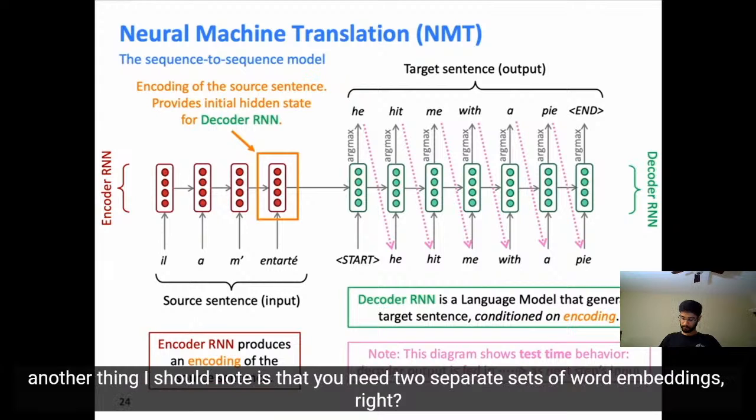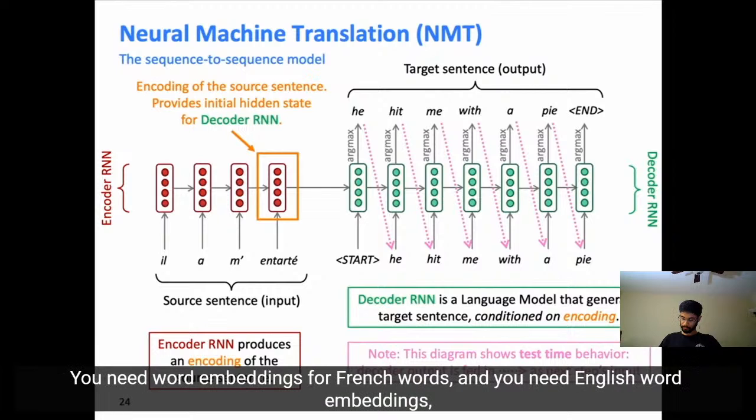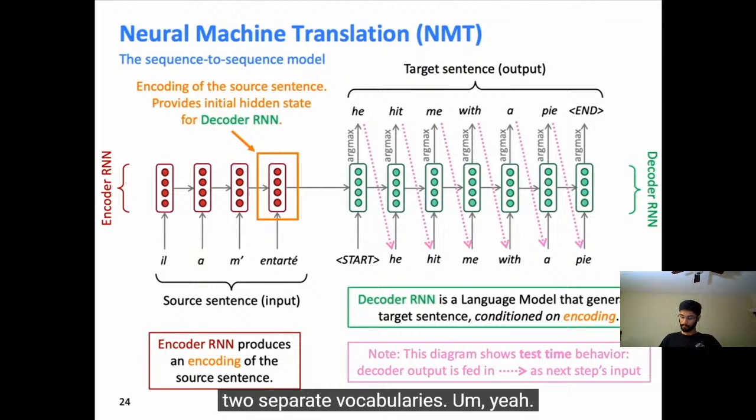Another thing I should note is that you need two separate sets of word embeddings, right? You need word embeddings for French words and you need English word embeddings. That's kind of two separate sets, two separate vocabularies. Okay, so as a side note, this architecture called sequence-to-sequence is actually pretty versatile.